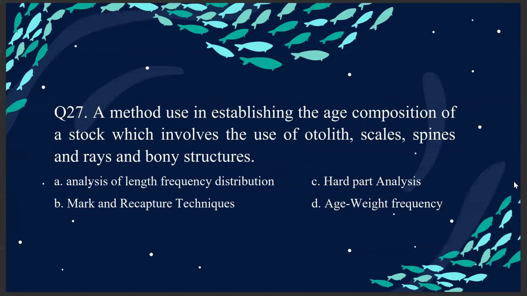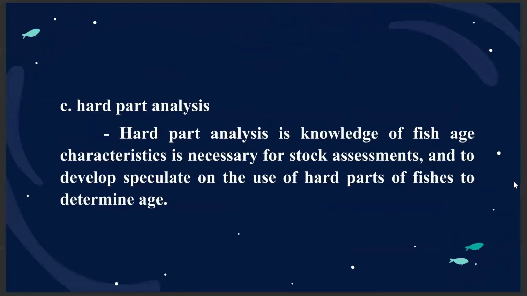Question number 27. Method used in establishing the age composition of a stock which involves the use of otoliths, scales, spines, and other raised and bony structures. A. Analysis of length frequency distribution. B. Mark and recapture techniques. C. Hard part analysis. D. Age weight frequency. The answer is C. The hard part analysis.